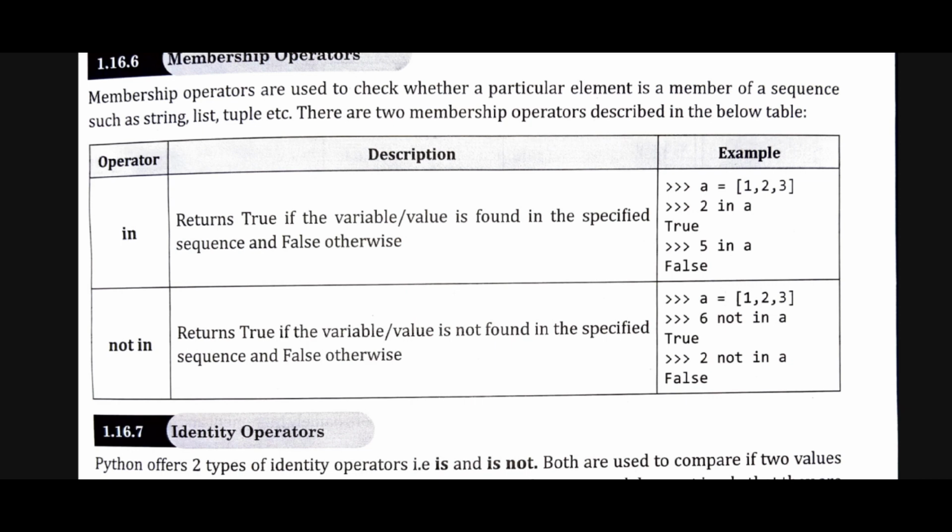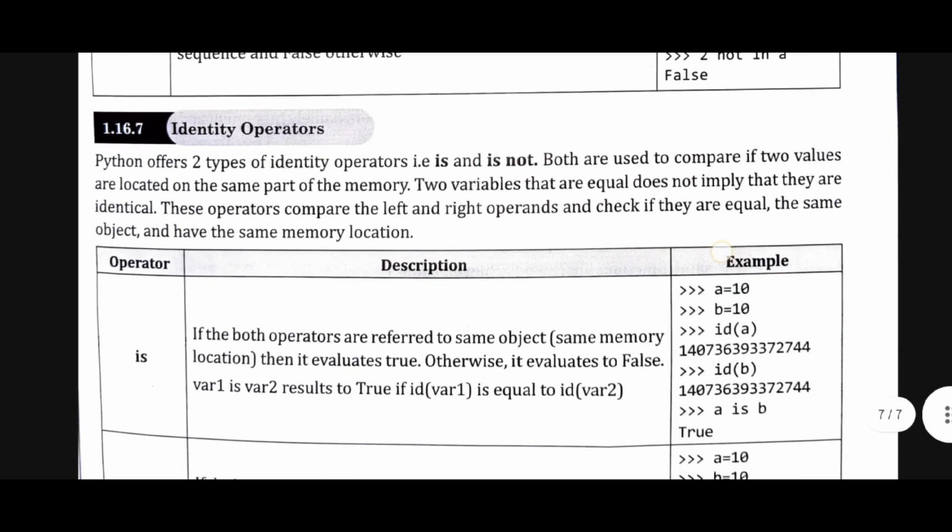So not in also checks whether the value is not inside the array. If it is not there, then it will return the true value. If it is there in the array, it will return the false value. So the array is A is equal to 1, 2, 3. We are checking 6 not in A. So it is true. 6 is not there in A. So it is returning the true value. 2 not in A. But 2 is there in the A array. So it is returning the false value.